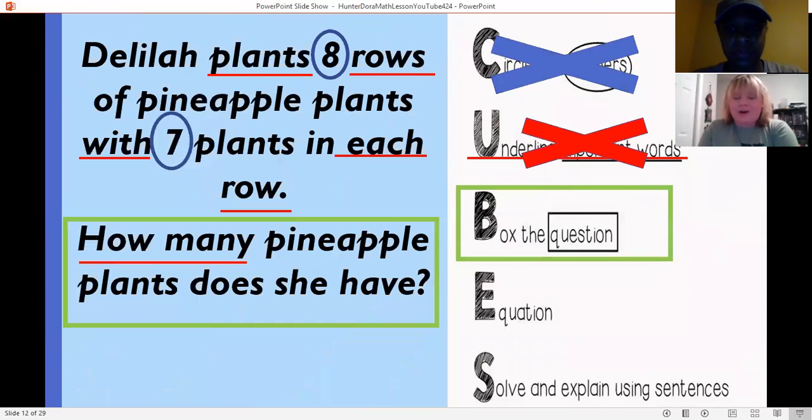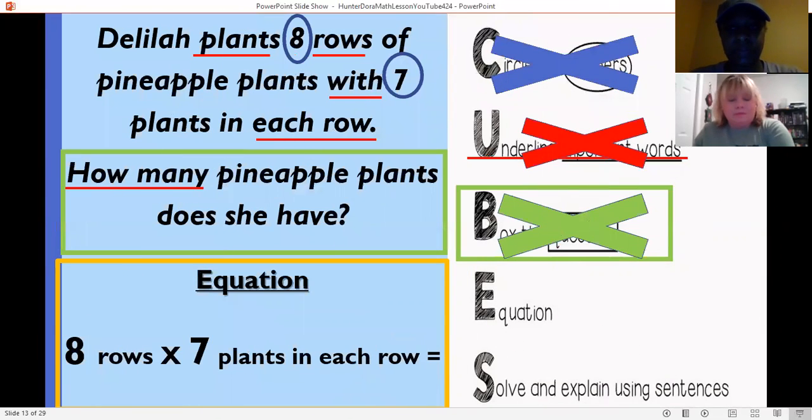Now we are moving on to E. Miss Hunter was getting a little ahead of herself there. So now, after we boxed our question, we are going to go to E, and we are going to write our equation so we can actually solve. All right, Delilah had 8 rows times 7 plants in each row. So our equation is essentially 8 times 7.